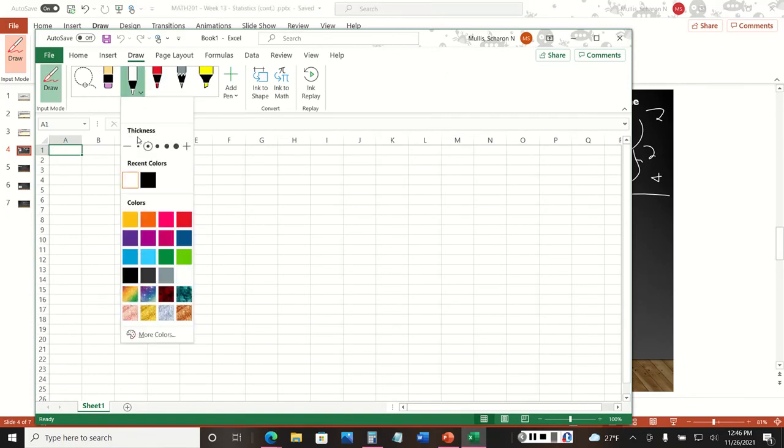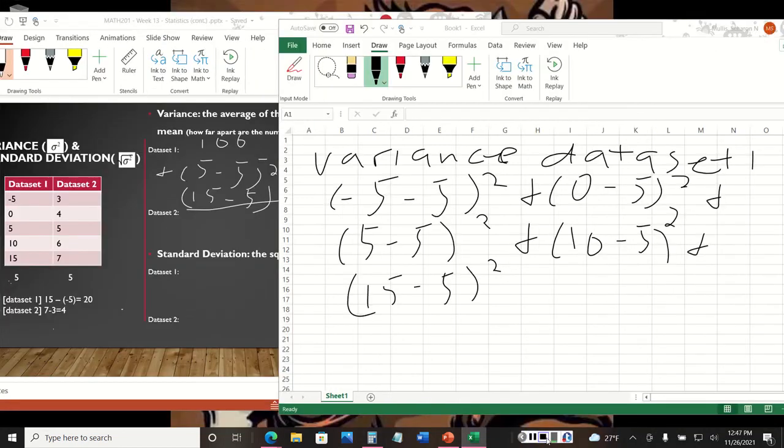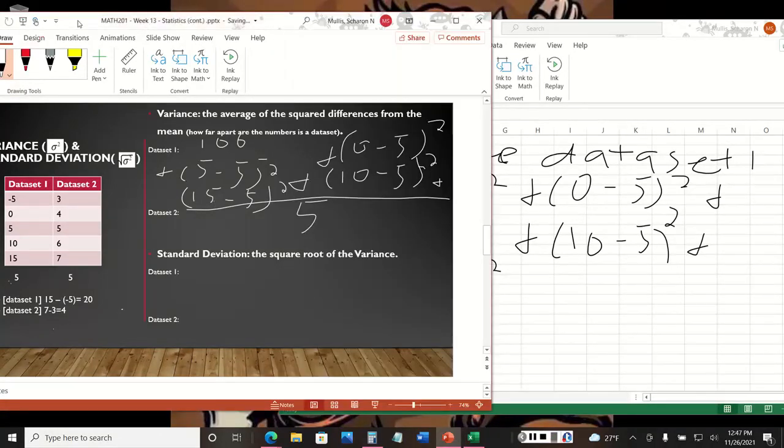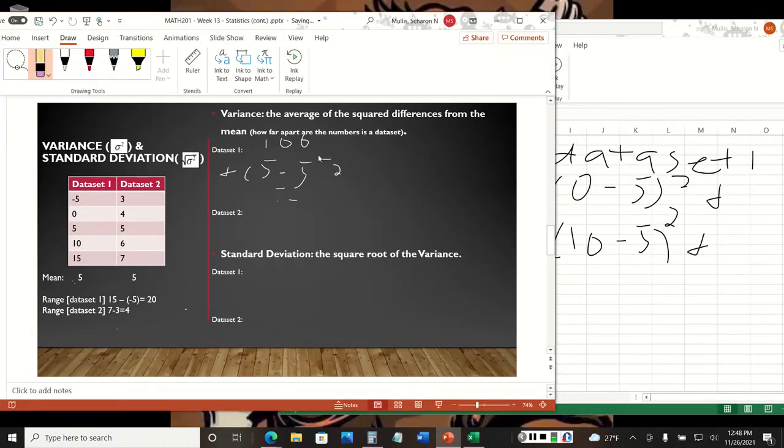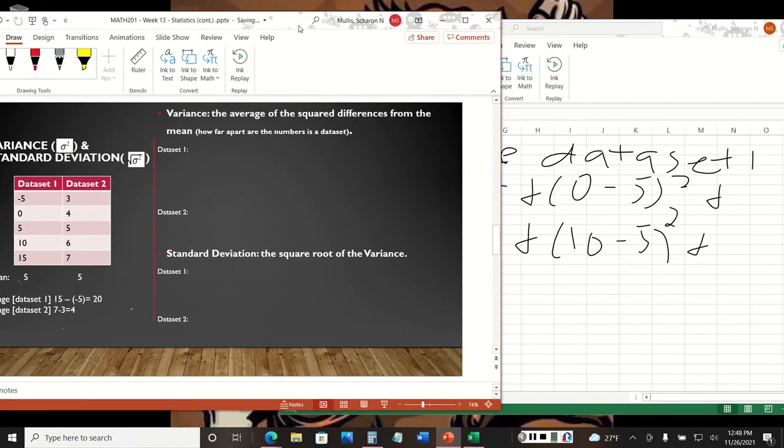I'm going to make this black pencil. So what I did was I just copied the numbers over from this PowerPoint presentation to give myself a little bit more room. I'm going to erase these numbers here, try to make it a little bit more understandable.